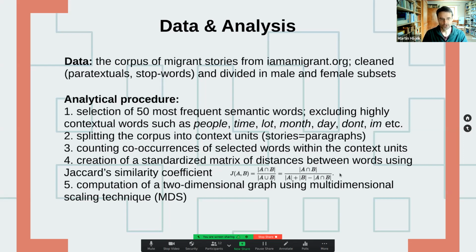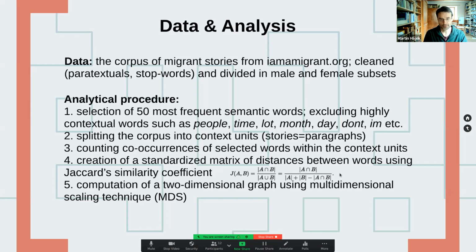So, for example, university and school co-occurred, I don't know, 30 times in all stories. So 30 stories contained both words, university and school. And of course, words like home and country were almost in all stories together, because there were no stories that contained country and not home. So these were very frequent.